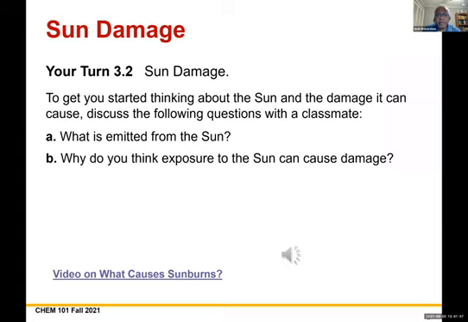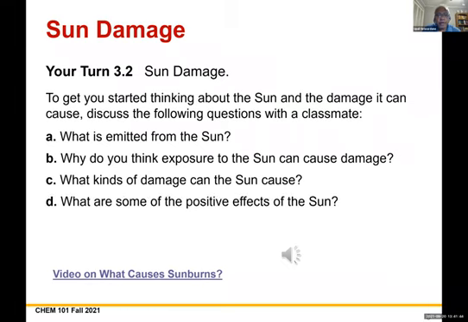Cancer and skin damage, mainly. What are some of the positive effects of the sun? Can you think of positive effects? The sun provides visible light that keeps us in daylight, and it also emits visible light that participates in photosynthesis to produce our food.